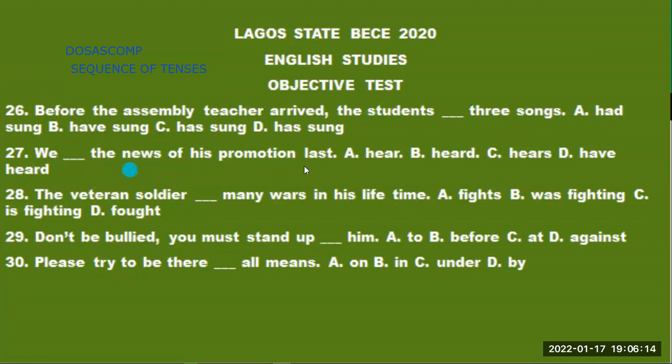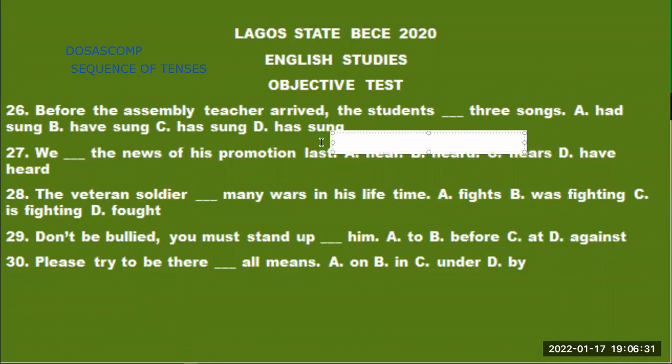We dashed the news of his promotion last week. There's an omission here, last week. So you can see that we have an omission. So let's add it. So this is where we are supposed to have week. Okay. Last week. So take note of that. All right. We dashed the news of his promotion last week.